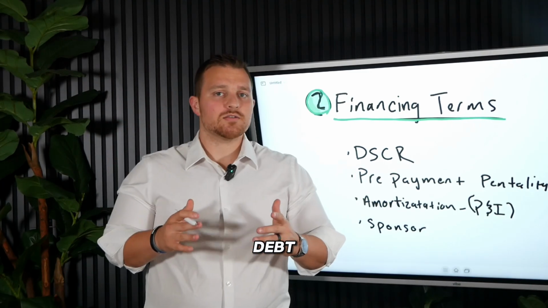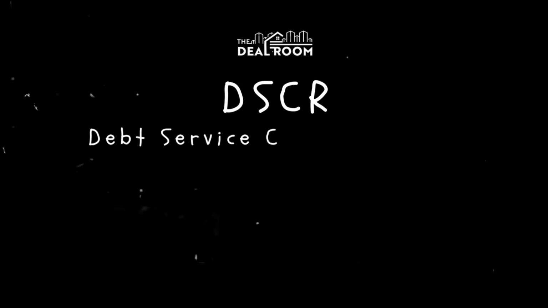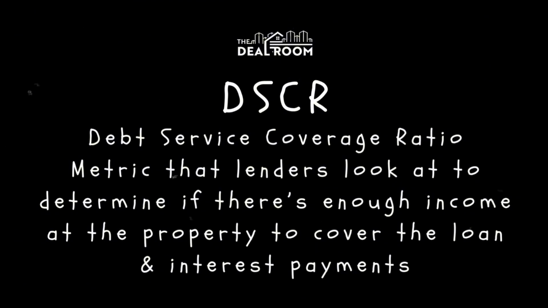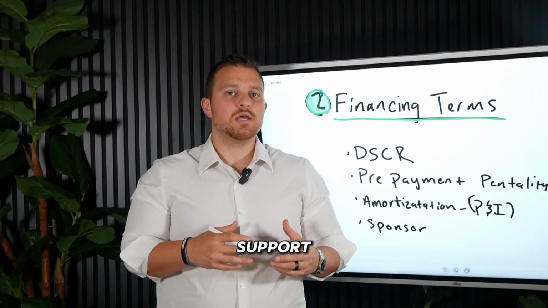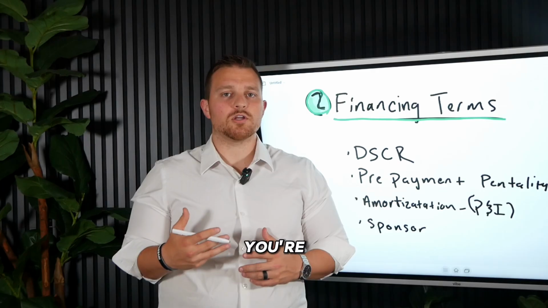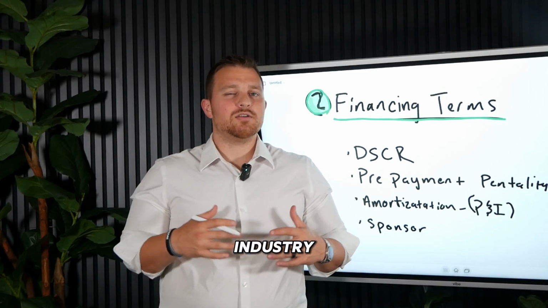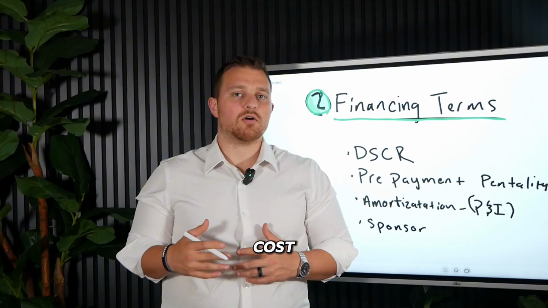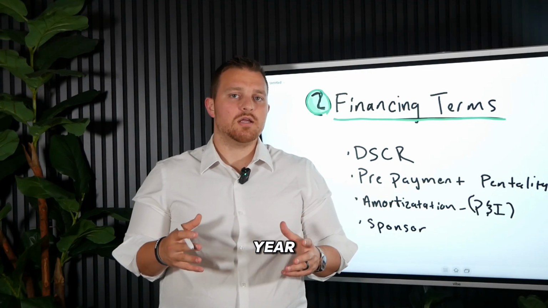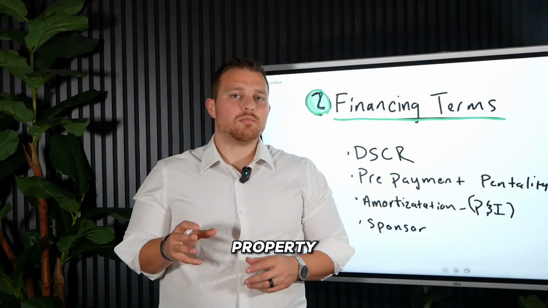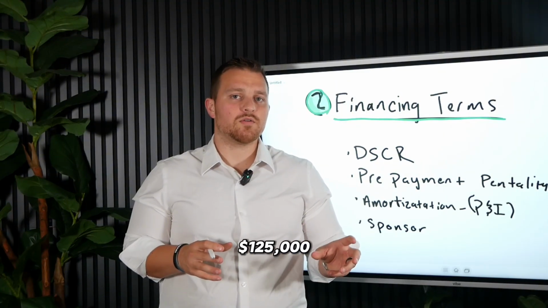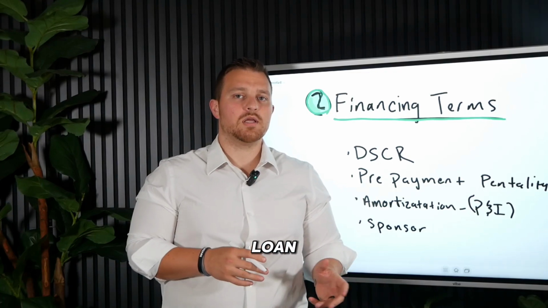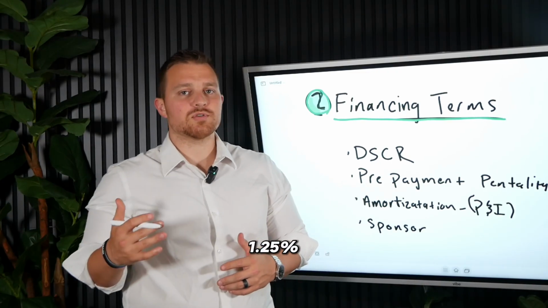It stands for Debt Service Coverage Ratio. This is essentially a metric that a lender looks at to make sure there's enough existing income in place to support the loan and the interest payments that you're going to be making on that property. An industry standard is 1.25, meaning if you have a loan that costs you $100,000 a year of payments to the bank, the property has to generate at least $125,000 of net operating income to be able to support that loan, or 1.25 times greater.